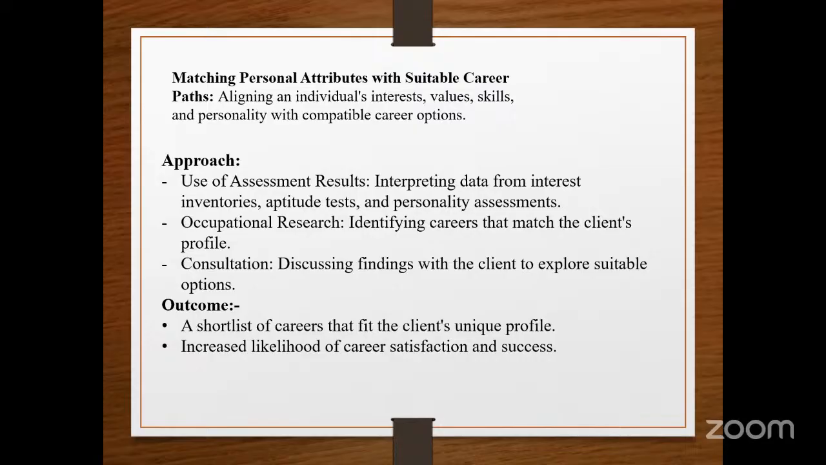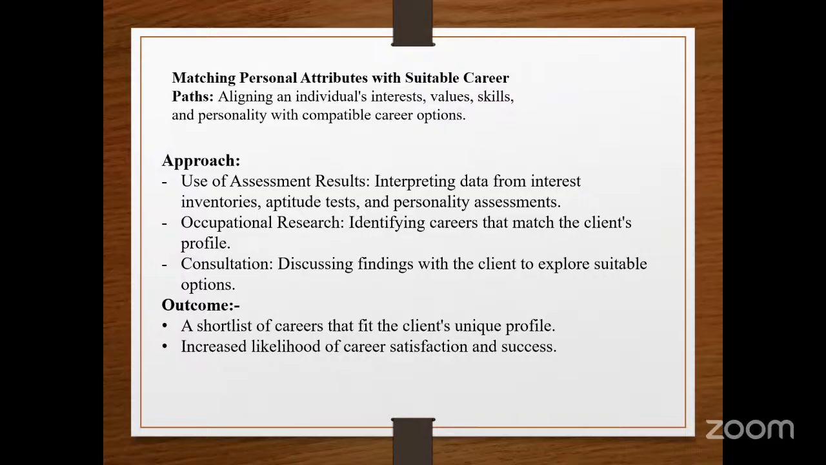You need to match the personal attitudes and the career paths the person can choose in his or her future. How are you able to do that? To follow some approaches. Use the assessment result. By interpreting the data, you are able to know the preferred interest of that person, what aptitude the person has, what personality the person has.